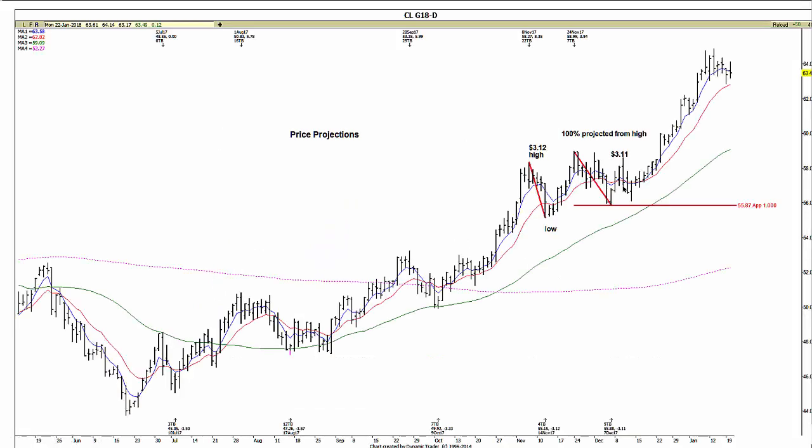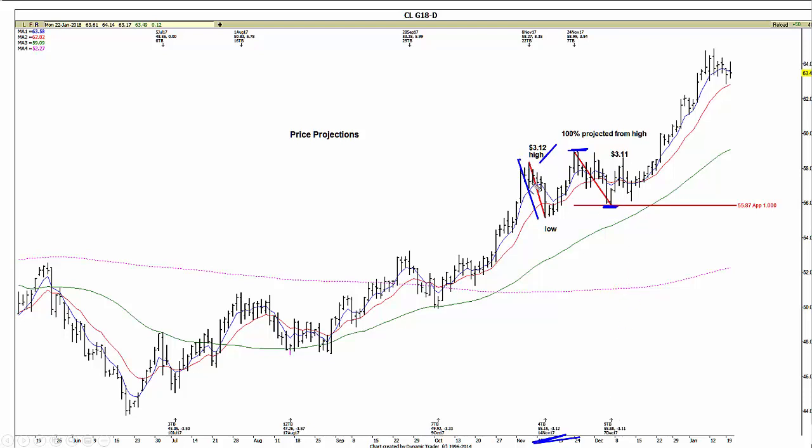Okay, so here's an example in crude oil. This was a daily chart, and this is an example of a projection of a prior swing. Here, the prior high to low swing was $3.12. You can see that here with the label at the lower end of the chart. And then I took that and projected 100% of that from the next high to look for possible support. Now, this wasn't a perfect hit, but it was within a penny, because the projection came in at 55.87 and the actual low was made at 55.88.